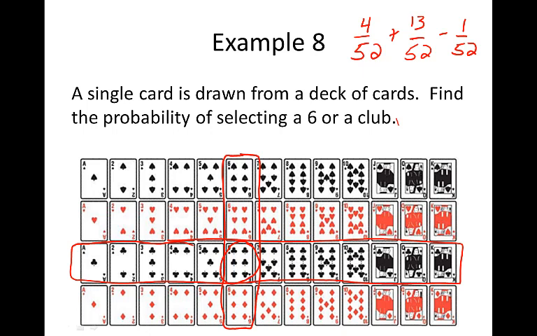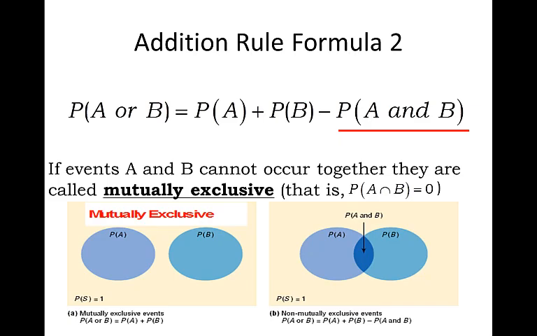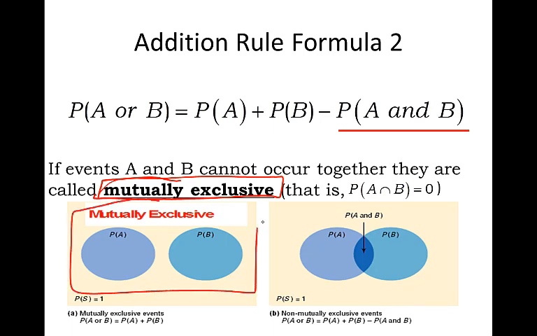And the formula for that looks like this. The probability of A or B is the probability of A plus the probability of B minus the intersection, minus the probability of A and B. So if they cannot occur together, like with the dice problem, when we were rolling a 2 or a 3, we can't get a 2 and a 3, we didn't have to worry about that. Those events are called mutually exclusive. And you may have heard that word used in other contexts, when things cannot happen at the same time. And here's a Venn diagram to illustrate that. When they can happen at the same time, I have to subtract that intersection.